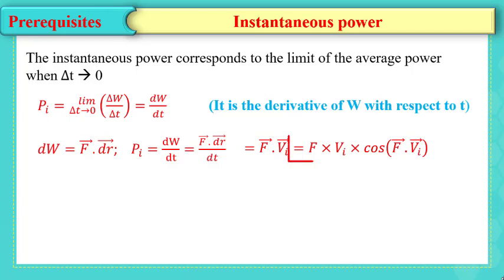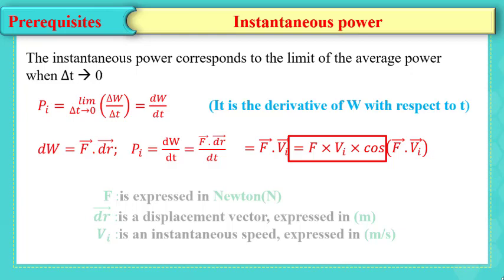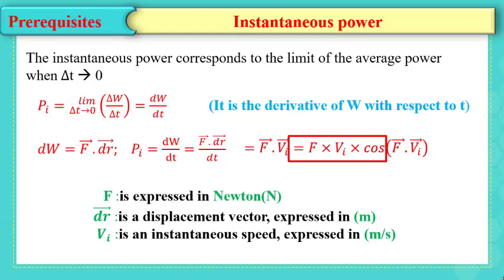Finally, we say the instantaneous power can be written as F times v instantaneous times the cosine of the angle between F vector and V vector. F is expressed in Newton, dr is expressed in meter, V is expressed in meters per second.